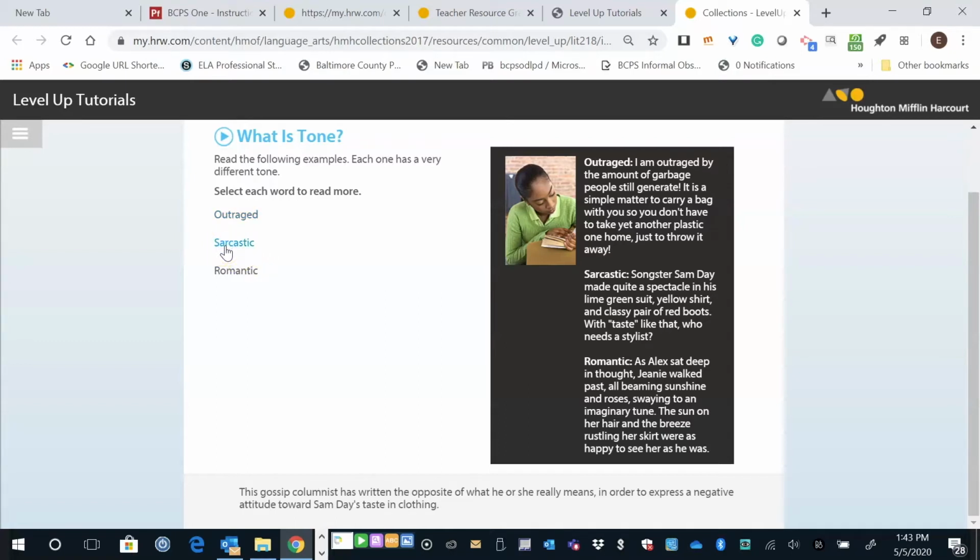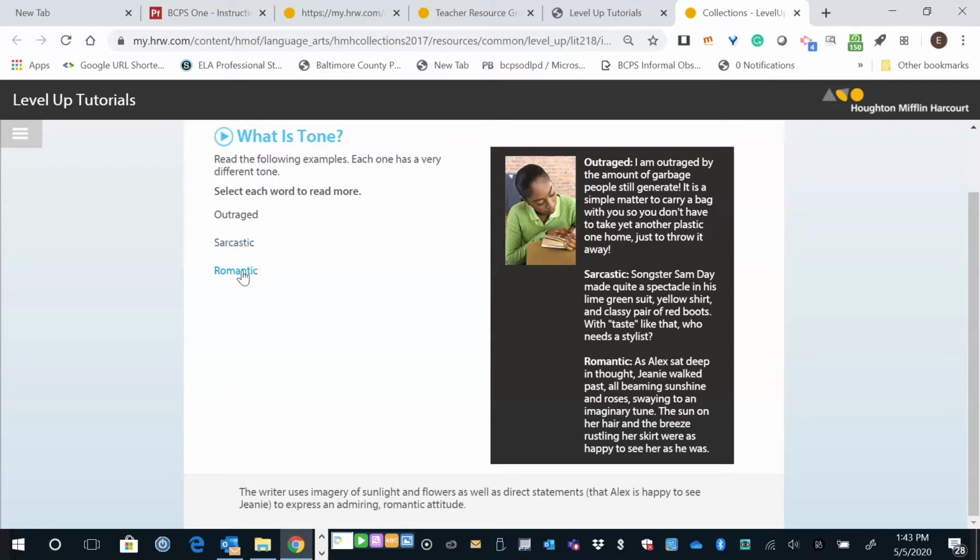Sarcastic. Songster Sam Day made quite a spectacle in his lime green suit, yellow shirt, and classy pair of red boots. With taste like that, who needs a stylist? This gossip columnist has written the opposite of what he or she really means, in order to express a negative attitude towards Sam Day's taste in clothing.